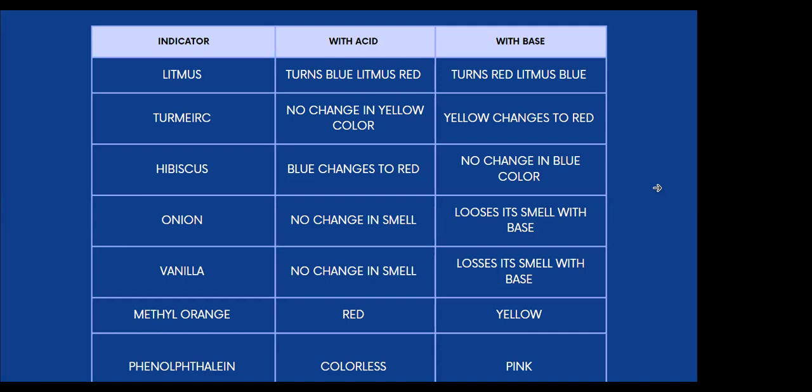So these are the indicators which indicate to us that this particular substance is acid and this particular substance is base, without touching or tasting them. So now through these indicators, students can conclude that this substance has an acid and this substance has a base.